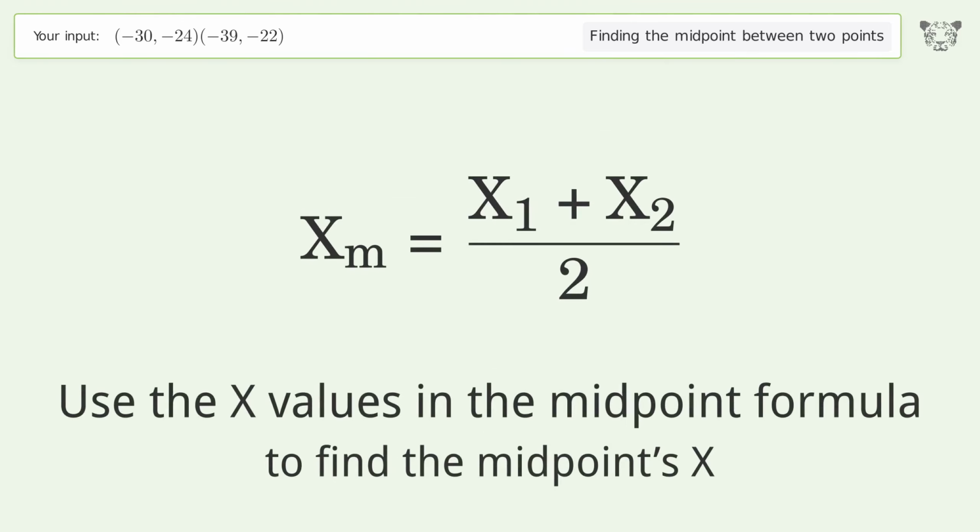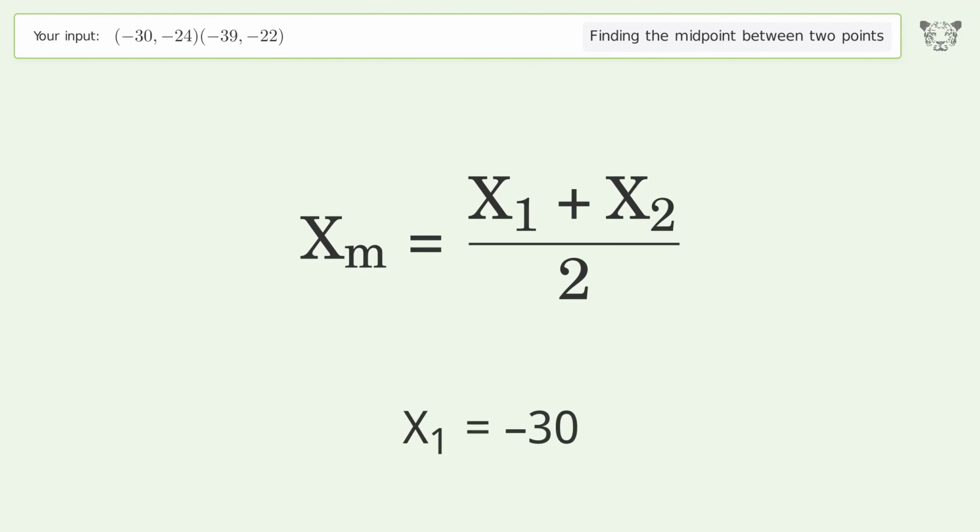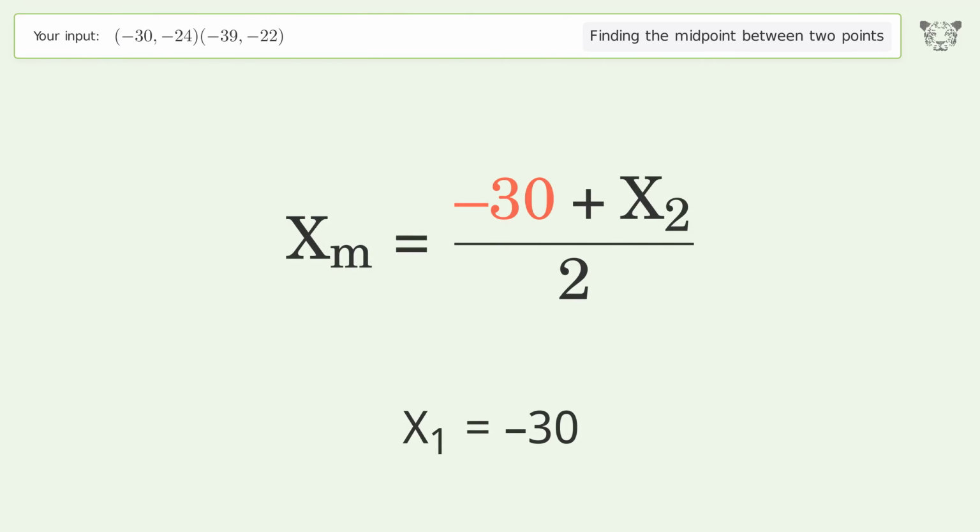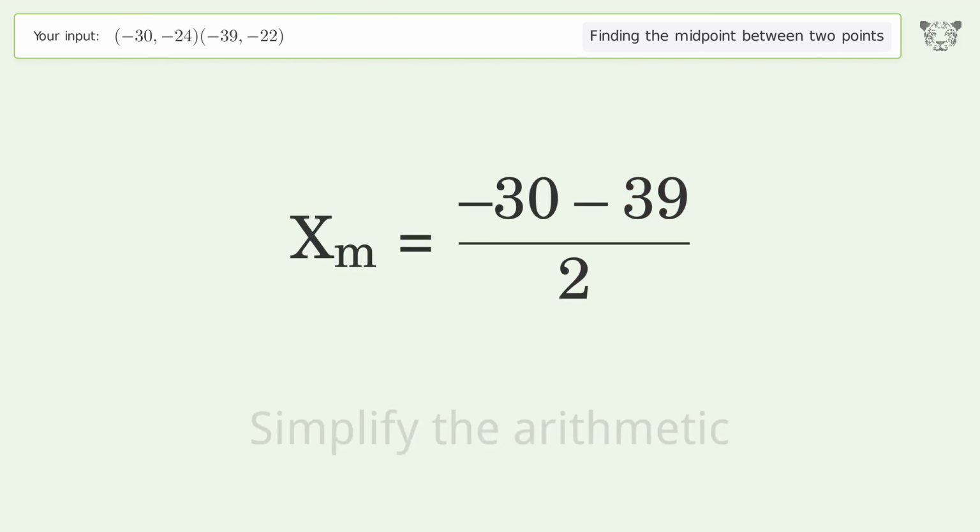Use the x values in the midpoint formula to find the midpoints x. x1 equals -30. x2 equals -39. Simplify the arithmetic.